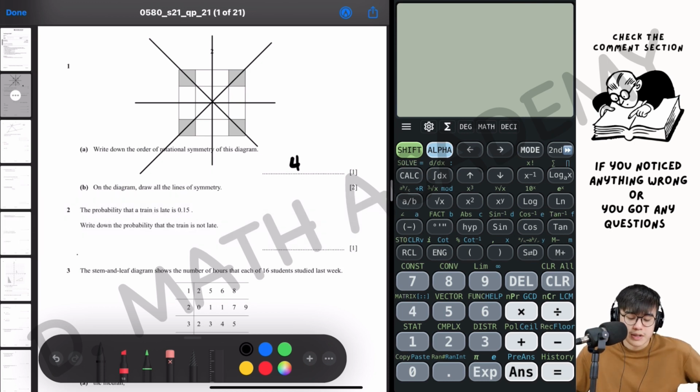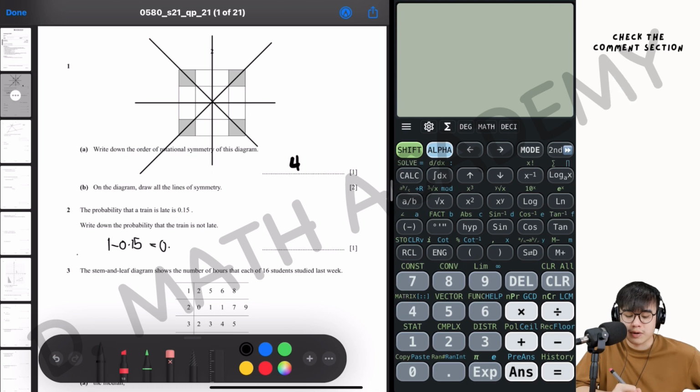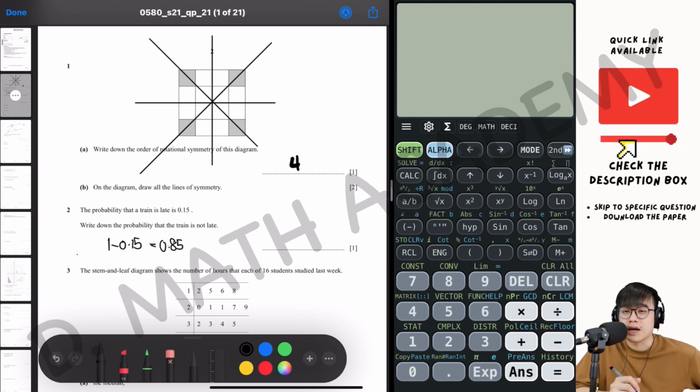Next one, they were asking: the probability that the train is late is 0.18. Find the probability that the train is not late. For this, you must know that 100% is your total probability. When you key in 100% to the calculator, you will get 1 for it. By taking 1 minus the result there, you should be able to get your answer as 0.85. And that should be your final answer.